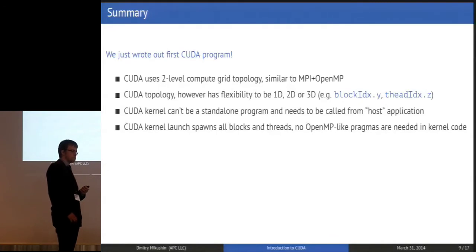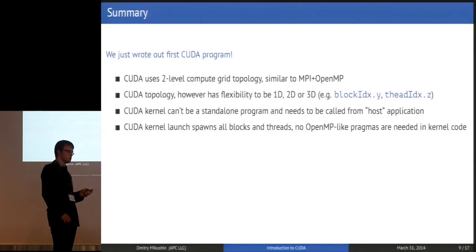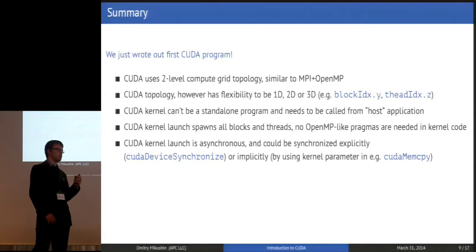During kernel startup, blocks of threads are created, and no OpenMP-like pragma for or anything is required. Everything in CUDA is done implicitly. A CUDA kernel launch is asynchronous and could be synchronized explicitly with a call, or implicitly. There is another way: if you just use the data that was a kernel parameter.